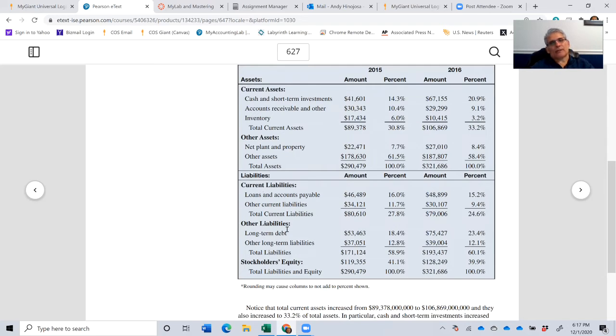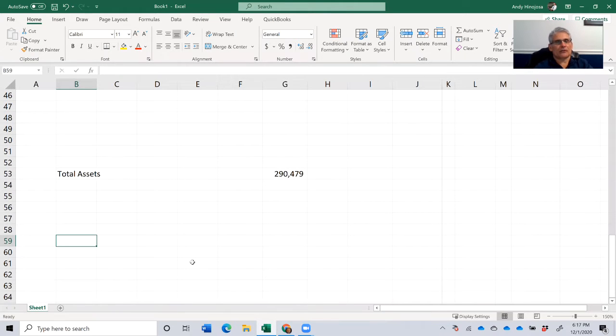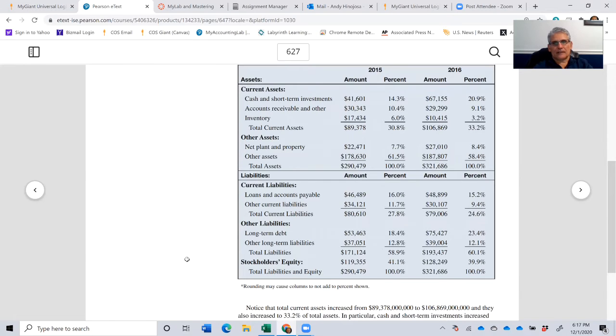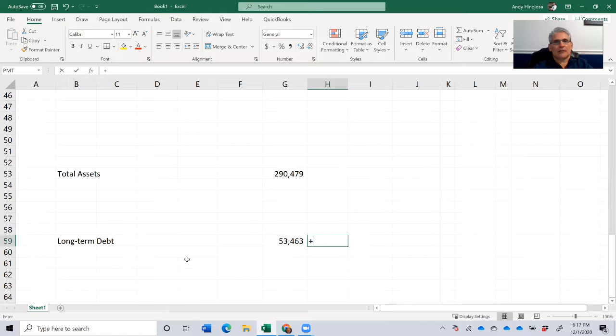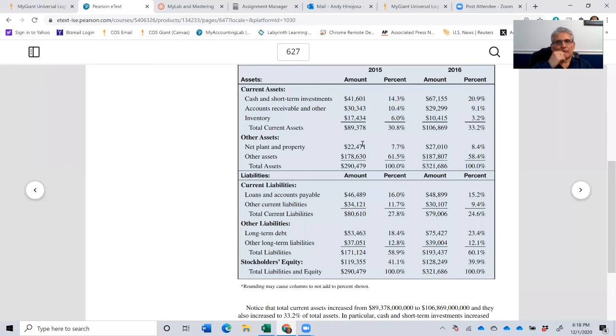So let's go ahead and look at long-term debt. Let's pretend way down here, long-term debt. And the dollar amount for long-term debt is 53,463. But we'll take that dollar amount, we'll divide it by total assets. The base is always total assets. And we come up with 18.4%. Now just remember that the dollar amounts for each item will be divided by the same year total assets. So 41,601 is divided by 290,479.